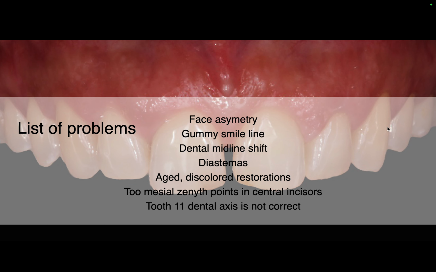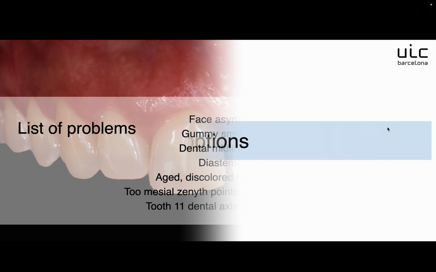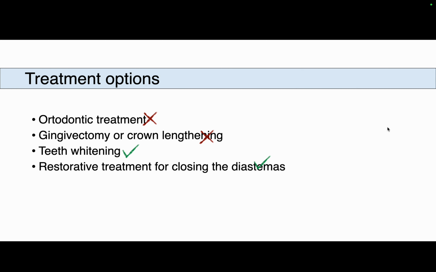So the problem that we have is a little bit of a gummy smile line. We have a shifted midline and diastema, and for our treatment options, we check it all. So maybe we do ortho or gingivectomy or teeth whitening and composite. So in this case, we choose bleaching plus composite.